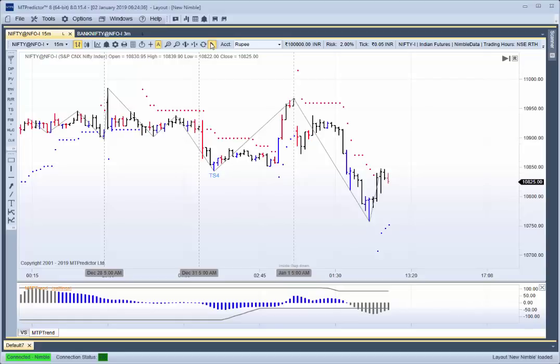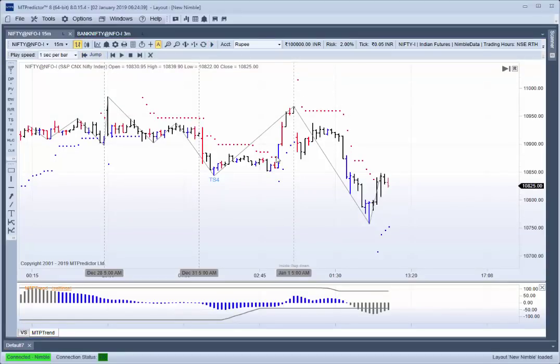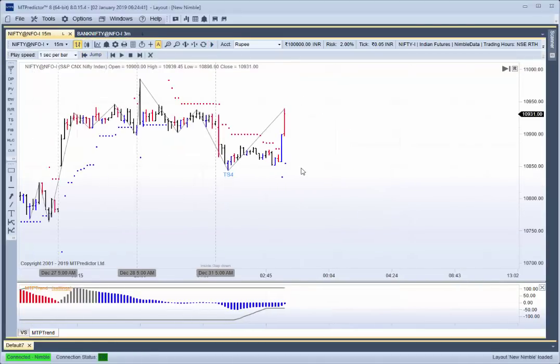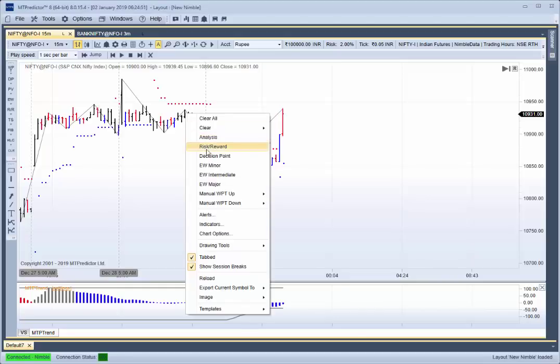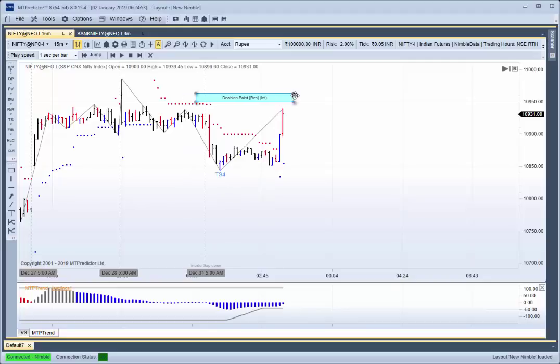So I'm just going to use our training mode and go back to about halfway through the day before and show you that here was the last pivot. Can you see there's a swing pivot here? This was the last move down into this TS4 low, and this was the last swing pivot. So if I right mouse click here, do decision point, can you see how that gave you an area of potential resistance on this higher time frame chart, but how it was on the chart in advance? It was there before the market even got there.